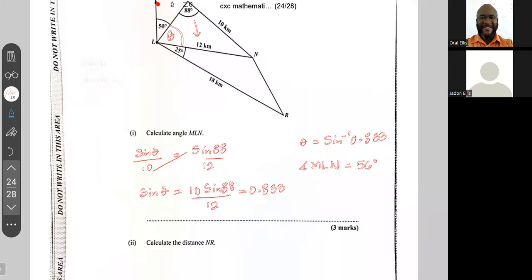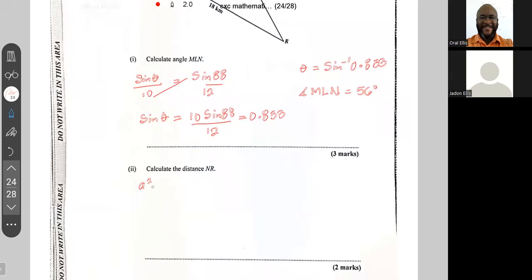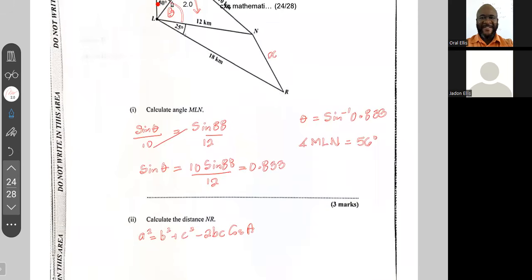Next, we're asked to calculate the distance NR. NR is part of this triangle at the bottom. For this triangle, I have two sides, 12 and 18, and the angle between them is 25. If I have two sides of a non-right angle triangle and the inclusive angle, and I wish to find the length of the third side, that is a condition for applying the cosine rule. The cosine rule says a squared is equal to b squared plus c squared minus 2bc cosine A. In the cosine rule formula, a is the side opposite the inclusive angle. The inclusive angle is 25, and the side opposite the inclusive angle is NR.